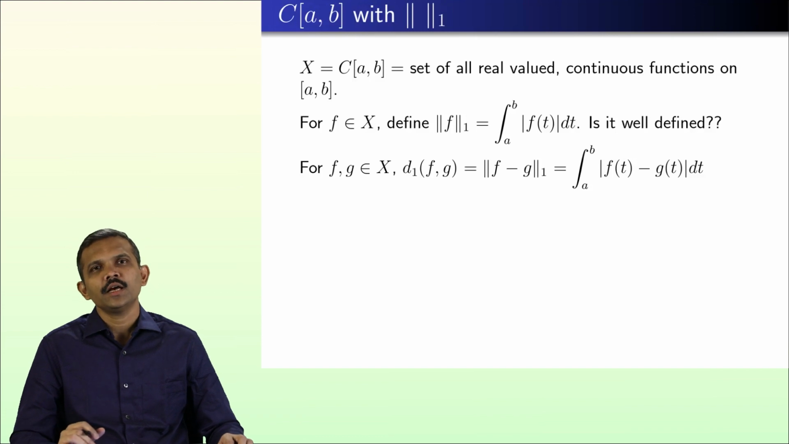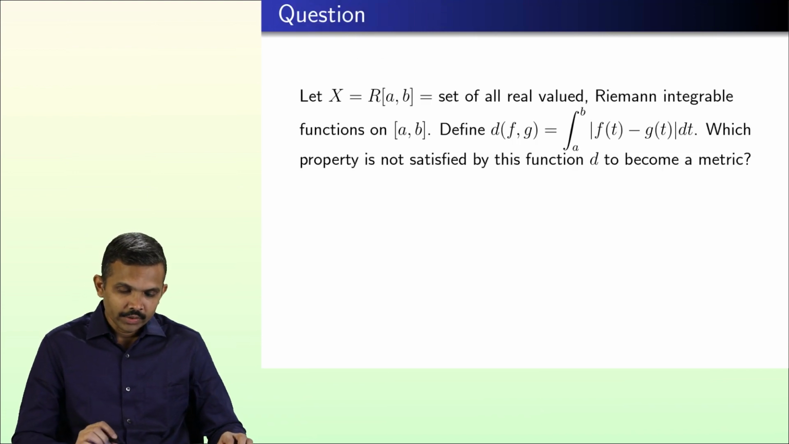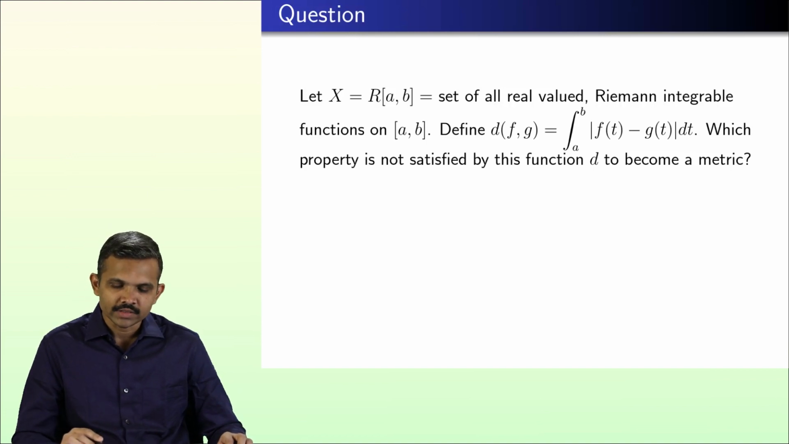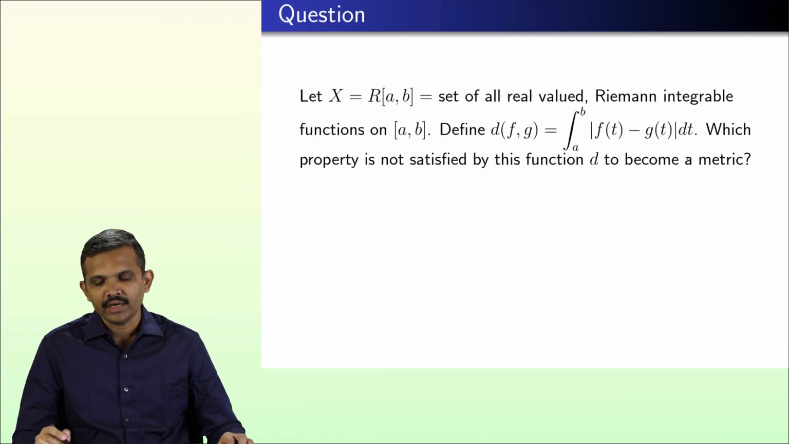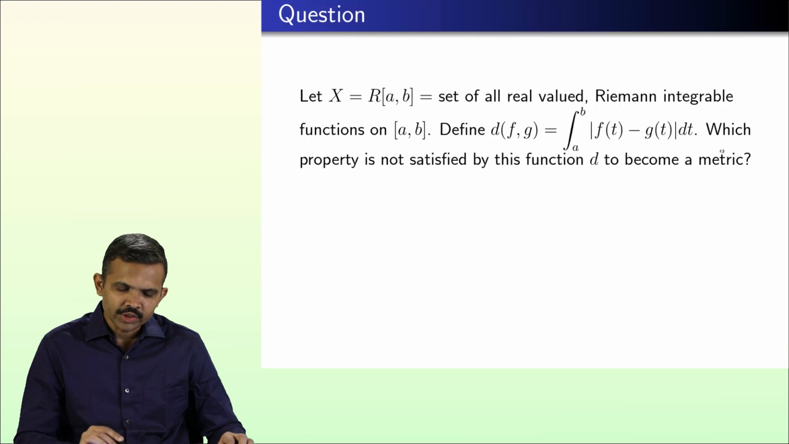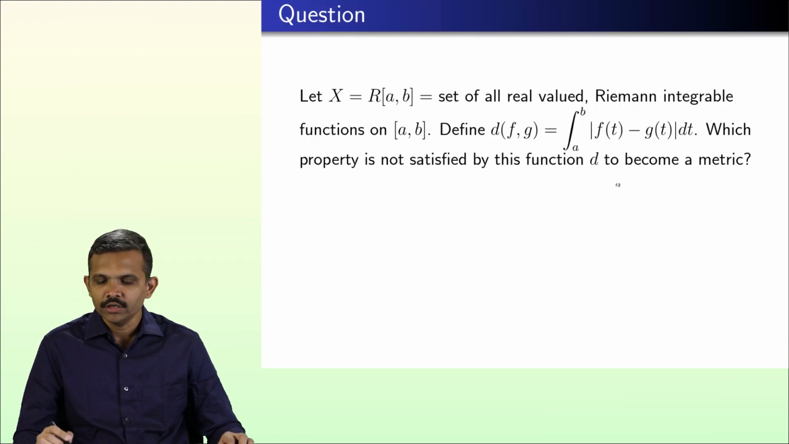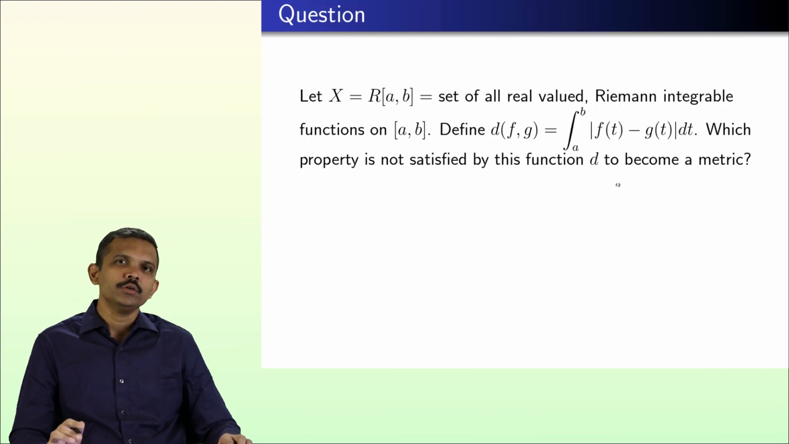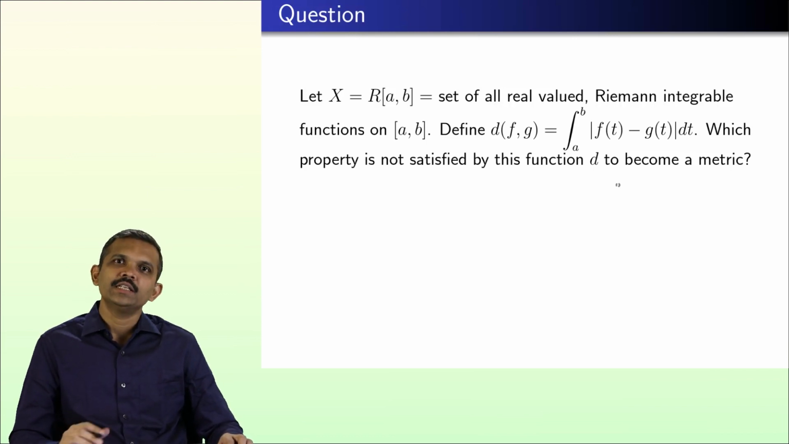before we go ahead, let us ask a question. The question is, instead of C[a,b], if we would have taken R[a,b], that is the set of all real valued Riemann integrable functions on the closed interval [a,b], and defined d(f,g) as the integral from a to b of mod f(t) minus g(t) dt, which property is not satisfied by this function d to become a metric? So, I am already disclosing one piece of information, that it is not a metric, but now I want you to think about which property fails for this function to become a metric. I take a pause here, you can pause the video for some time, work it out and then continue the video.